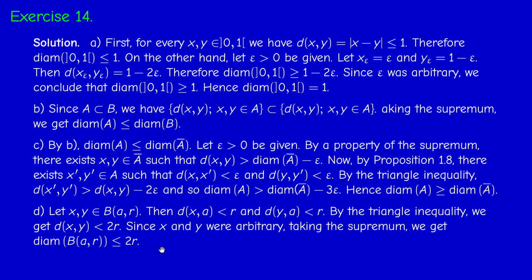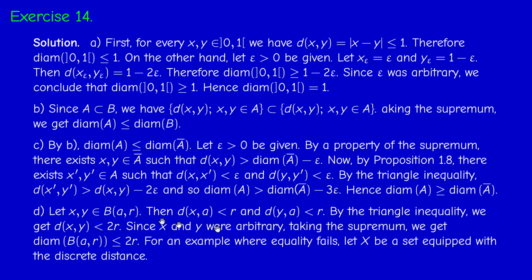Okay, now we could have equality actually, but here we have to give an example where we don't have equality. So we get the diameter is strictly less than 2r. And here's an example. Consider a non-empty set X, and equip it with the discrete distance, which is 0 if x equals y and 1 otherwise. And consider the ball of center a and radius 1.